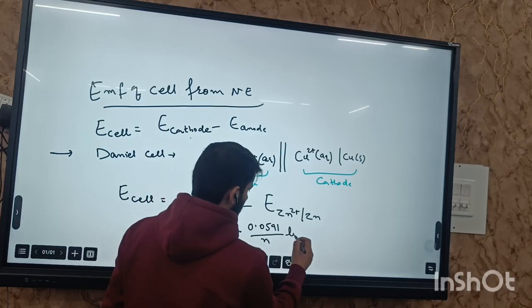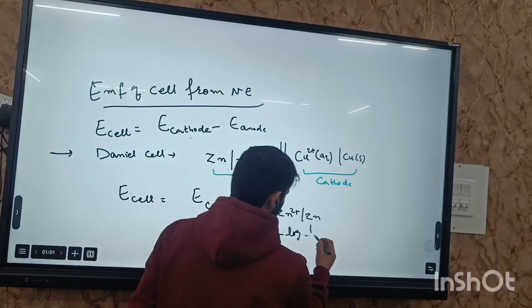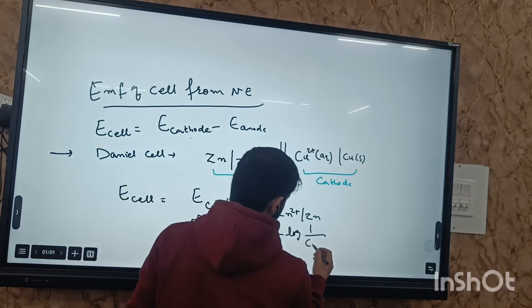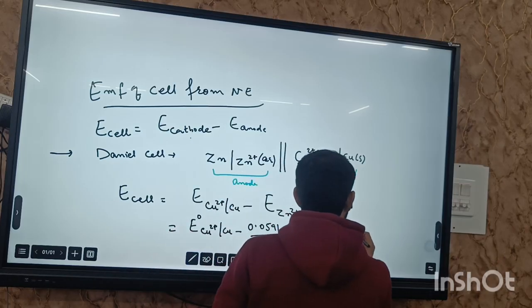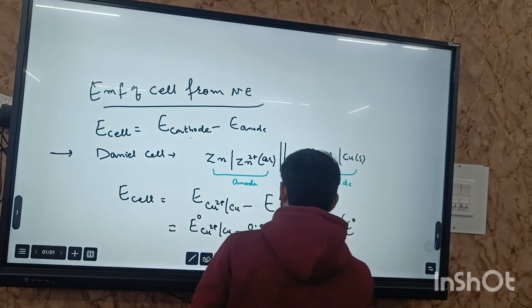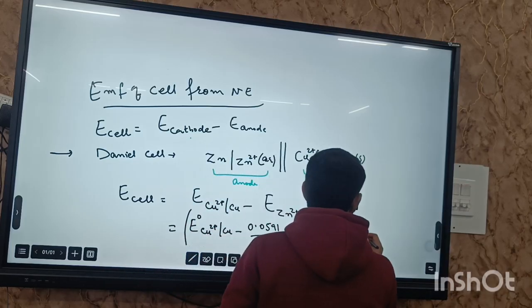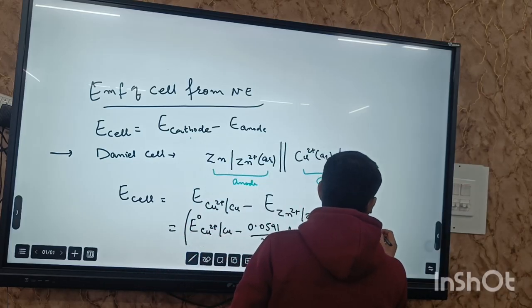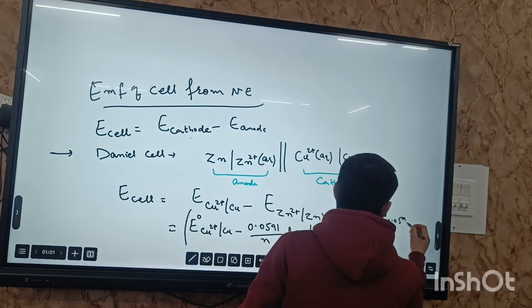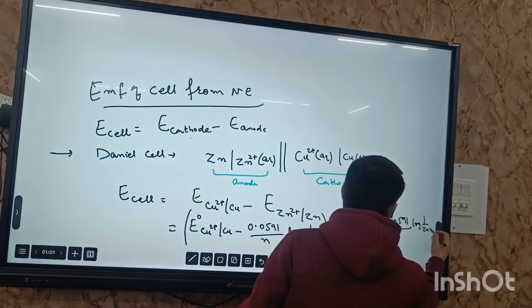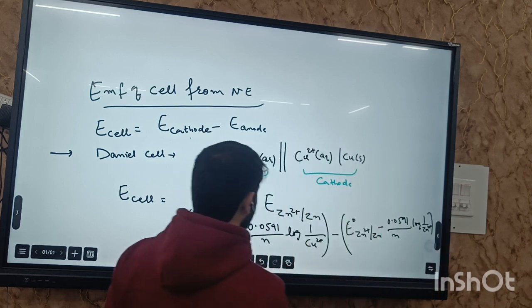Divided by n log of what? 1 by copper 2 positive, minus, now we'll keep these two in brackets, E naught zinc 2 positive to zinc minus 0.0591 divided by n log of 1 by zinc 2 positive, just like what we did last time.